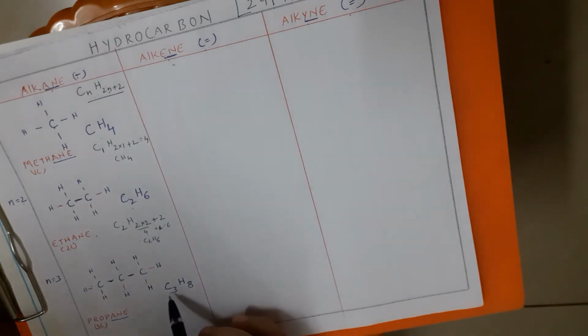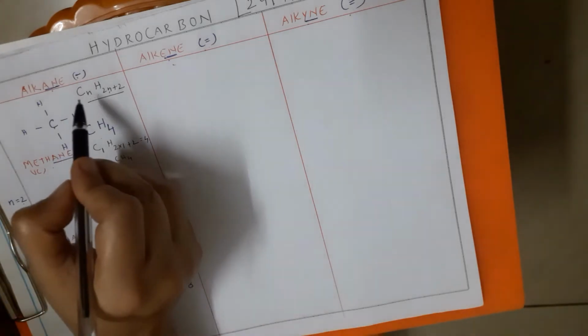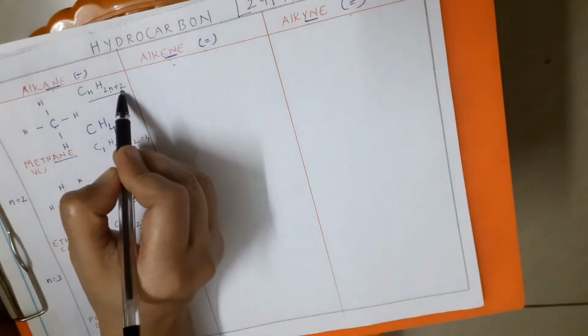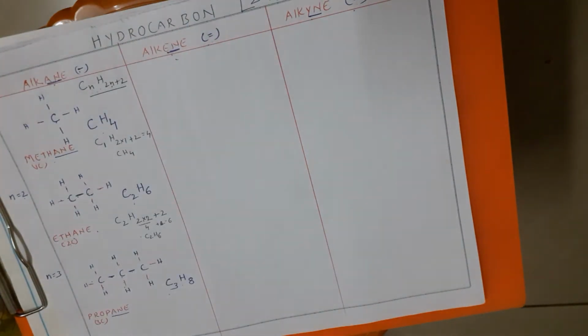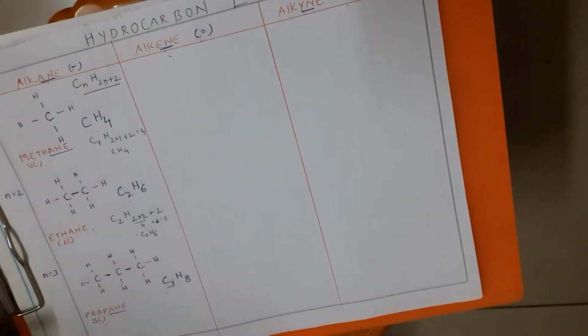Okay, children, the same formula can be used in order to know the number of hydrogens which would be present in that particular hydrocarbon, provided we know the number of carbon atoms. And what is my formula? CnH2n+2. Okay, children. So now similarly, let me take one more. Then n is equal to 3.